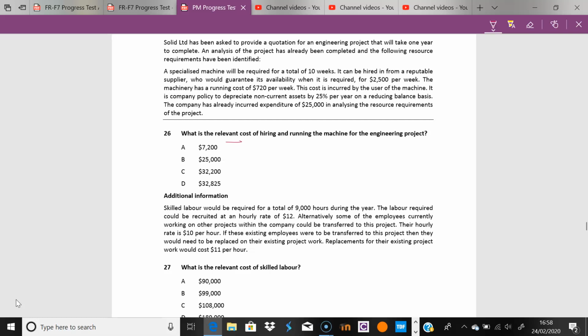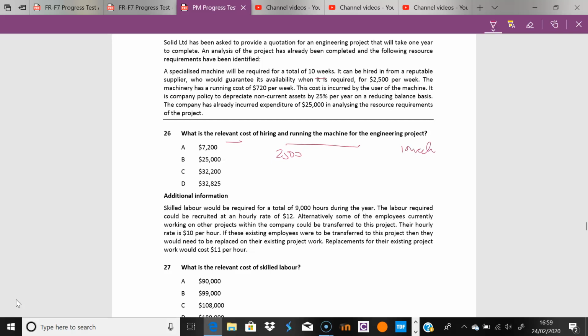It's quite fair. Relevant costs are, if you like, additional costs. They're not sunk, they're purely cash. And what costs are we going to have to deal with in order to make this thing happen? Specialized machine, 10 weeks. You can hire this thing. It's going to be 2,500 a week. So 2,500 a week, we need it for 10 weeks. So we don't have the machine. It's not with us. So we're going to need it for 10 weeks.